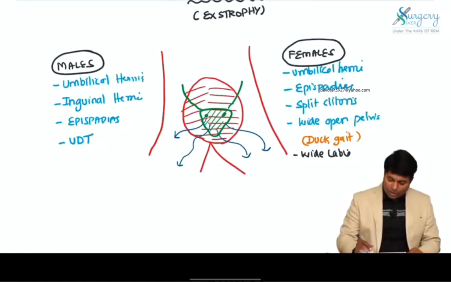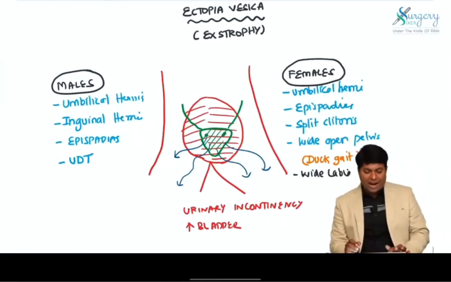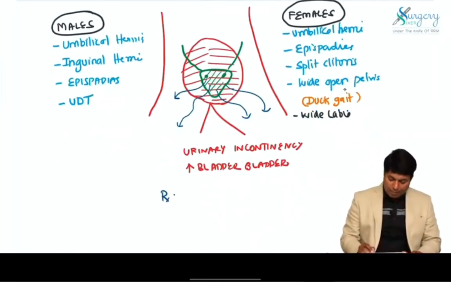The major issue in this is total urinary incontinence. The continuous dribbling of urine will be seen outside, and they have an increased risk of bladder cancer. So, exstrophy of bladder, or ectopia vesica. Please don't forget, they will have ectopia vesica with epispadias associated, and the treatment is plastic reconstruction.